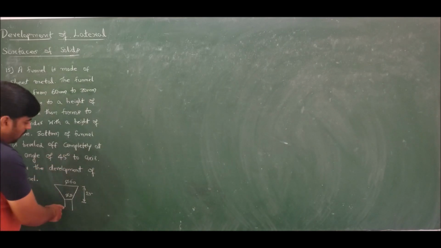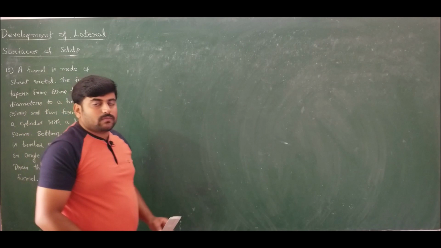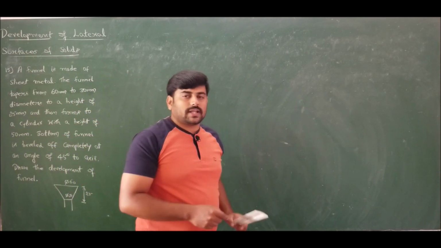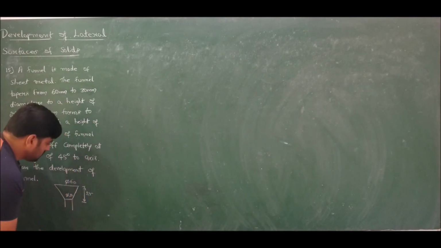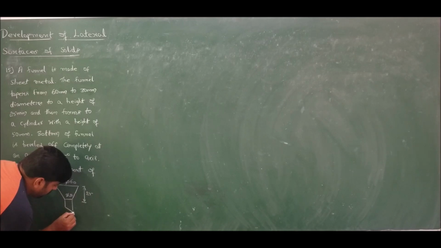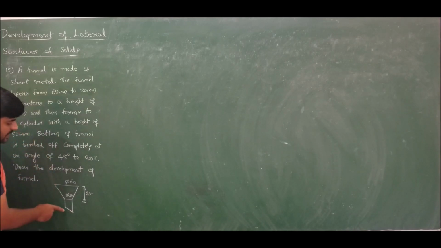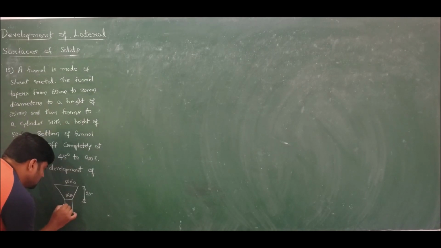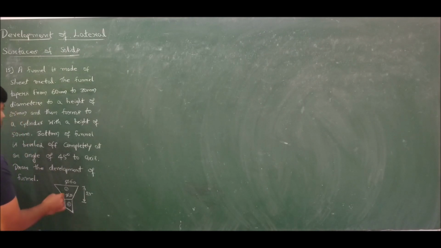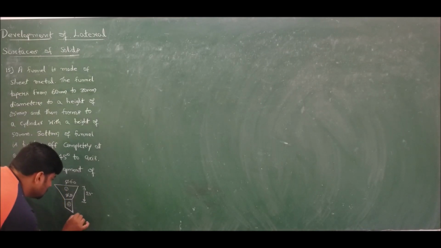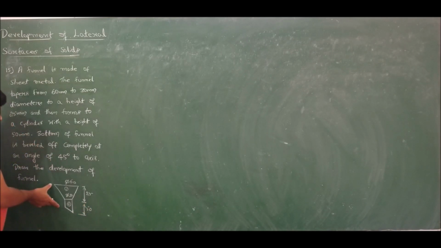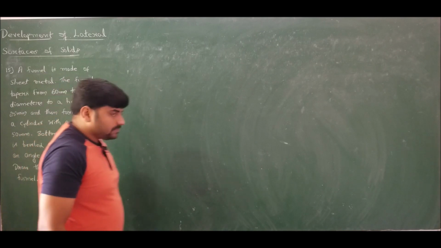This means at the bottom we are cutting from one of the corners; the cylinder is beveled off at an angle of 45 degrees, which means we are getting a truncated cylinder at the bottom. So this is the first part of the funnel, this is the second part of the funnel, and the height of the cylinder is 50 mm. So this is the required funnel which we want to develop now.